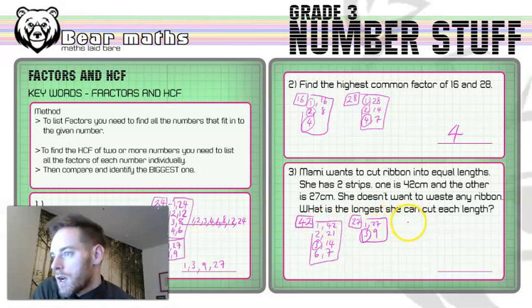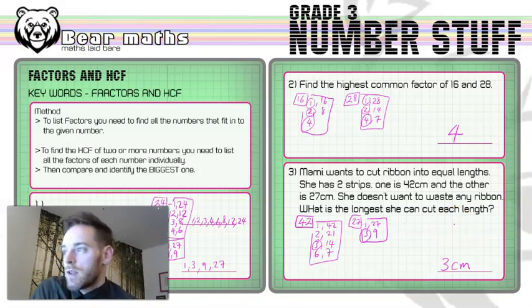All right, so she can cut these strips of ribbon into 3 centimeter strips. Okay, so the longest that she can cut each length is 3 centimeters without wasting any of her ribbon from each length. I hope that makes some sense. It's a very tricky question, I think, for a grade 3 question, but it could crop up, and I've just shown you how to do it. So fingers crossed, you'll follow that and figure out that that's what you need to do when you get questions like this in the future.